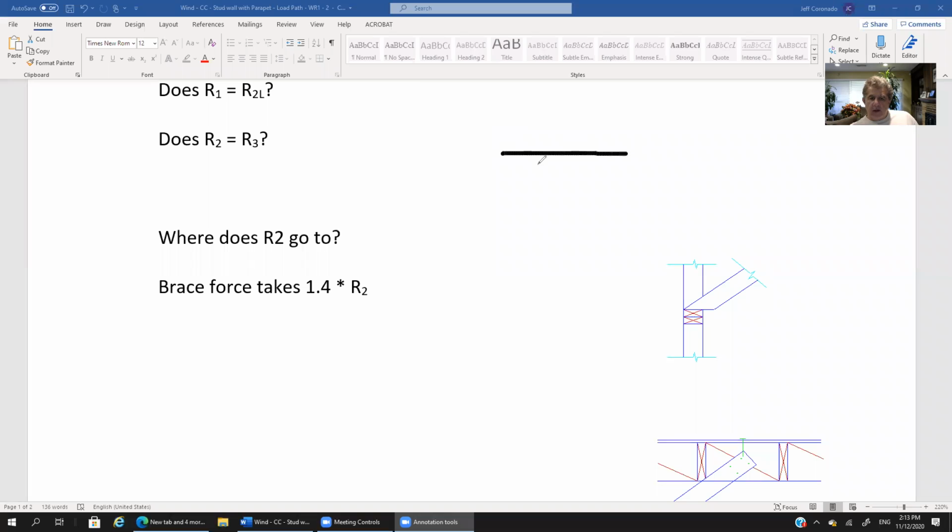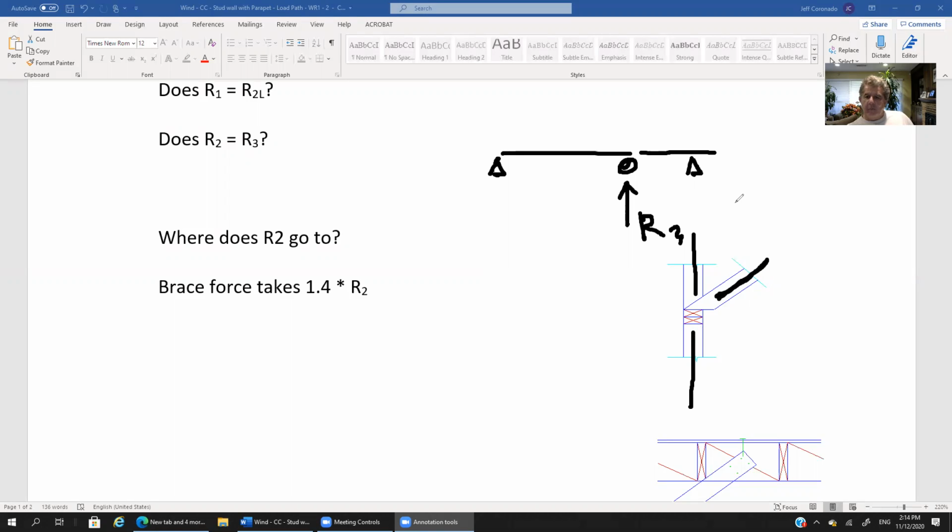So remember, we have a full height stud. Let me draw this a little bit bigger. A full height stud, a cripple stud with an overhang. And this was R2. So where does R2 go? This is kind of a blow up of R2. This is the cripple stud that creates the parapet. Here's the full height stud. And this, I didn't mention that, is a brace, by the way.